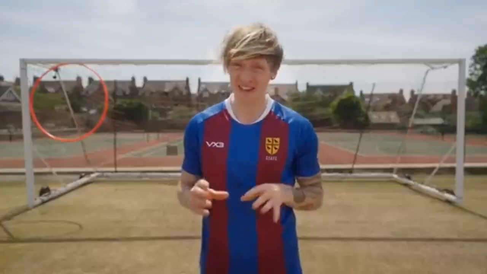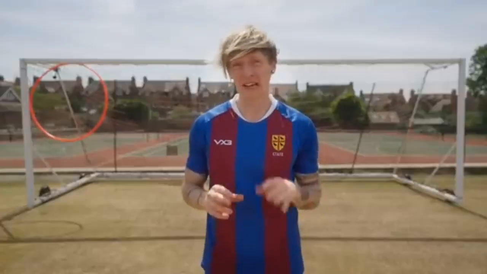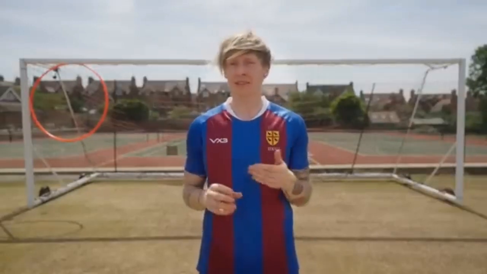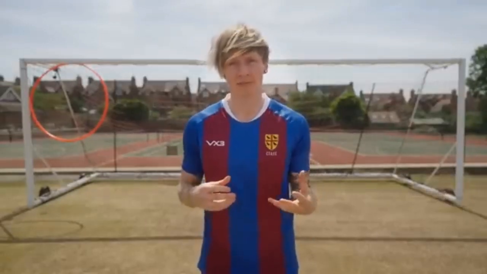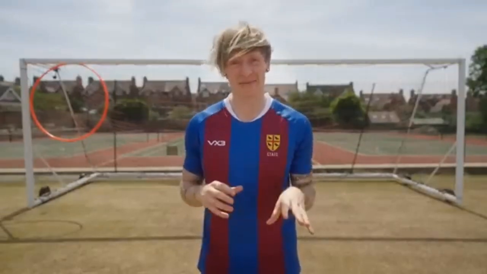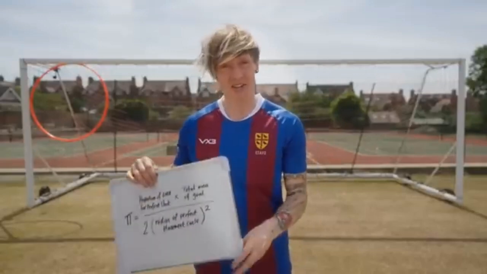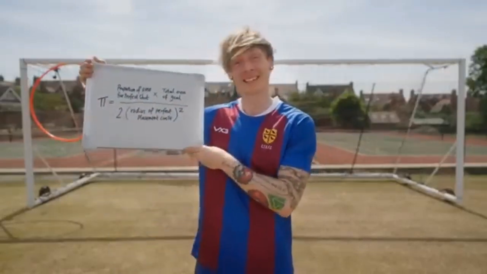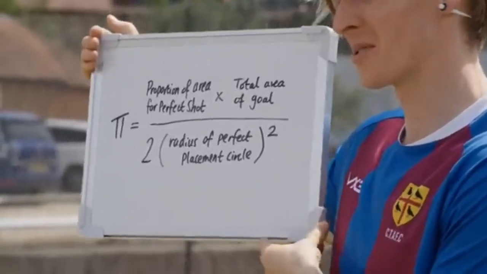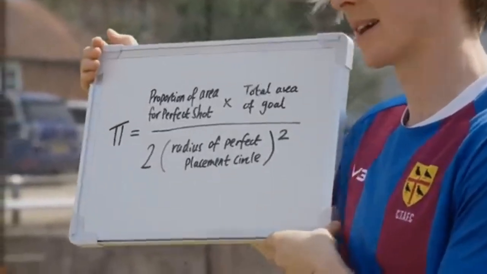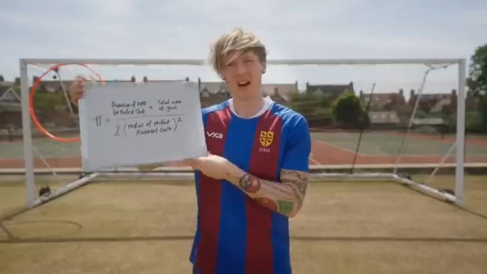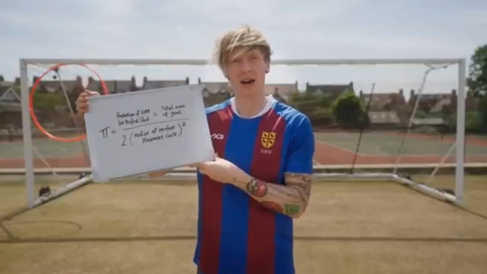Now we've seen me eventually hit the perfect penalty, you may be wondering what all of this has to do with pi. Now the area I was aiming for was of course a circle. And the area of a circle is equal to pi multiplied by the radius squared. So we can rearrange this expression to get the following. Pi is equal to the proportion of area for a perfect shot multiplied by the total area of the goal divided by twice the radius of the perfect placement circle squared. Our first alternative definition of pi.